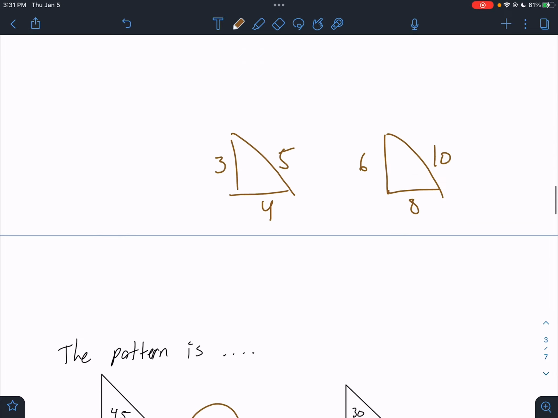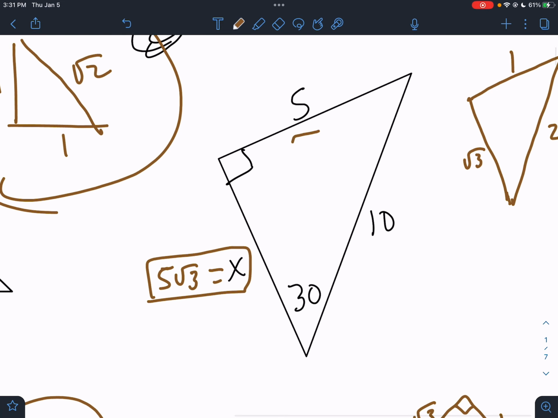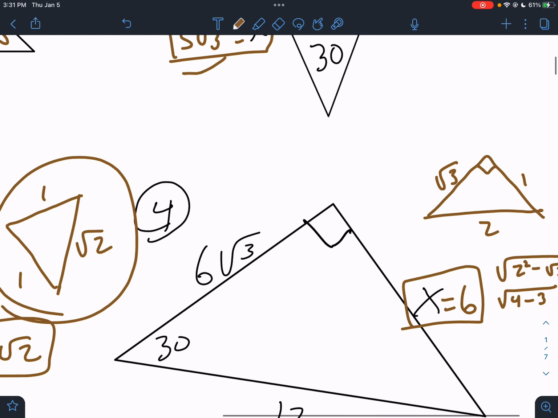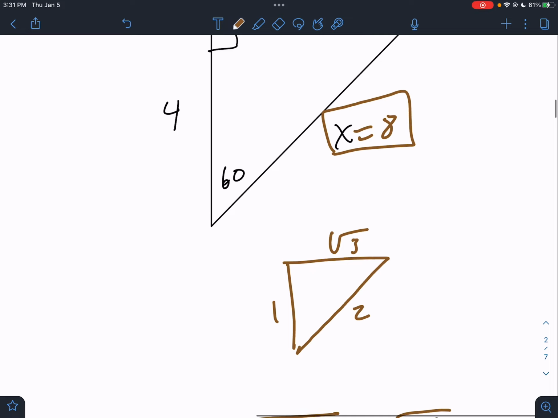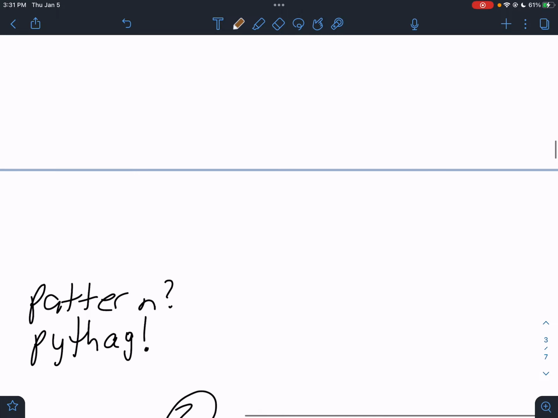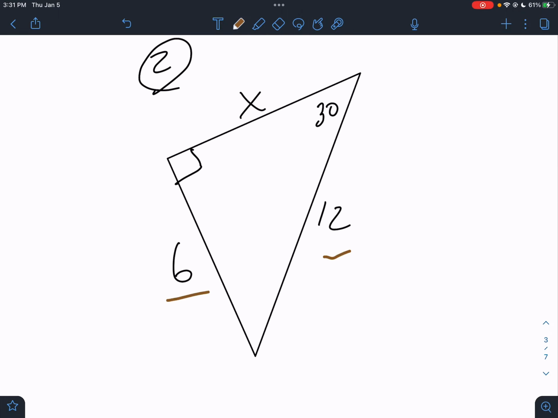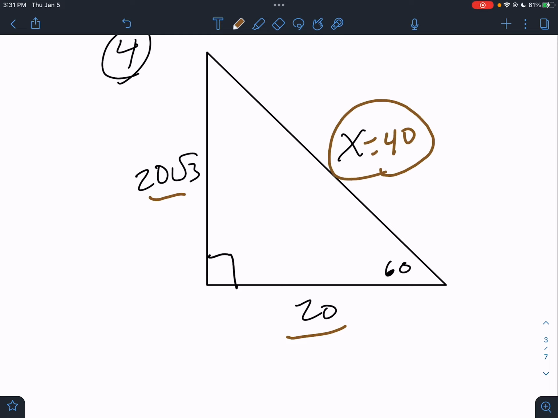Okay, how about the next set of triangles? Let's see what we can figure out over there. So this triangle was 5 root 3, 10. 6 root 3, 12. 4 root 3, 8. What is going on? What would this one be? 6 and 12. Think real hard about what we just saw. This would be 6 root 3. 20 root 3 and 20. See if you can think about what it could be. Comes out to 40.